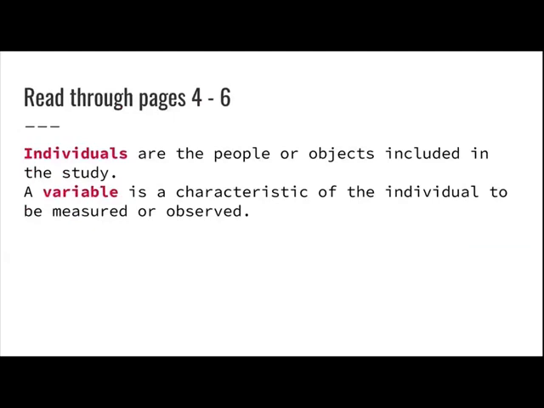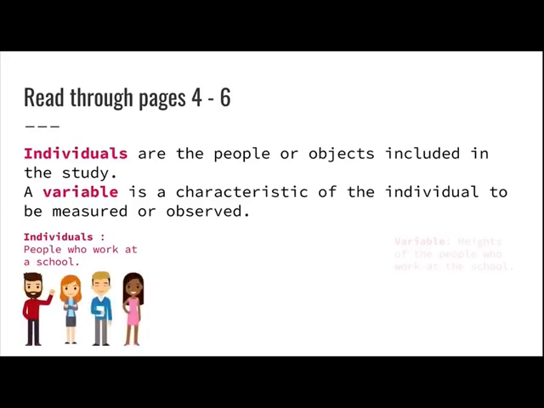As you read, individuals are the people or subjects included in a study, and a variable is a characteristic of the individual to be measured or observed. So individuals could be people who work at a school. A variable would be about that individual, so heights of the people who work at the school.